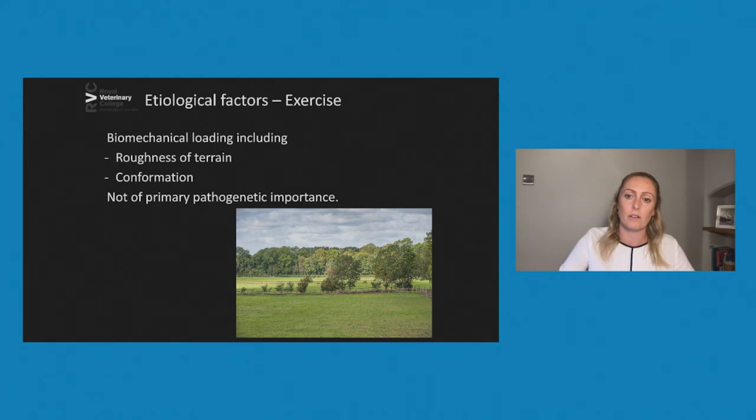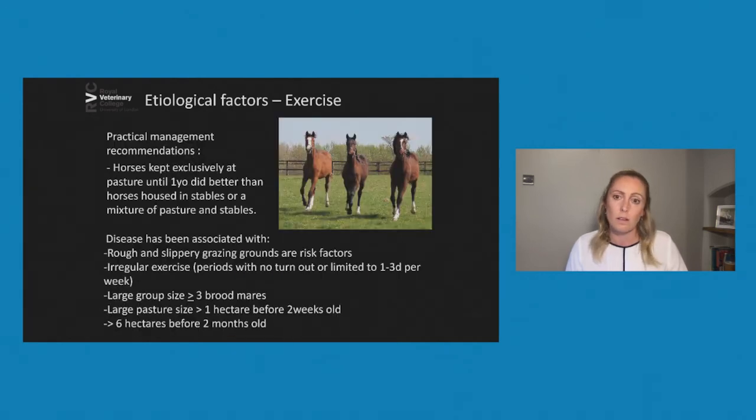Biomechanical forces act on the cartilage canals that house the blood supply to the growth cartilage. This area is particularly vulnerable, and if these are damaged, they can induce osteochondrosis lesions. But yet again, biomechanical loading is only one component which influences these lesions. So there are many practical management recommendations from studies investigating the effects of housing and exercise.